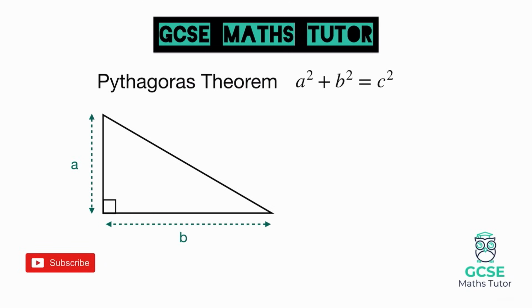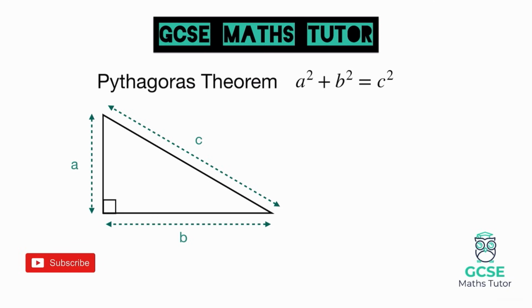Our lengths here would be A and B. Now the A and the B are interchangeable, so the A could be B and the B could be A in this example, but I've just decided to label it that way. Now the hypotenuse, which is the longest length, is what we call C in our formula. So these are the lengths that we're going to be looking at when using Pythagoras' Theorem.